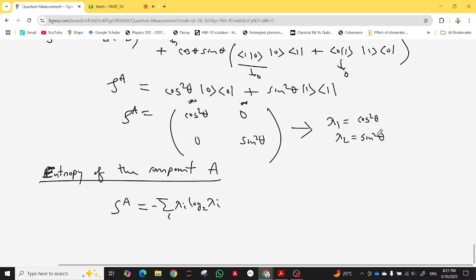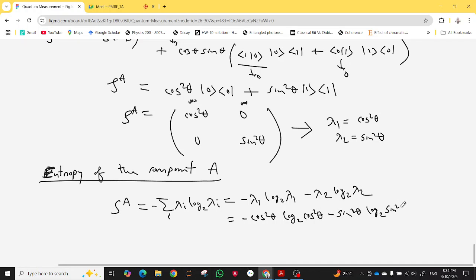Very simple. So the entropy of your component system A is given by this: minus lambda 1 log base 2 lambda 1 minus lambda 2 log base 2 lambda 2, right? This is minus cos square theta log base 2 cos square theta minus sin square theta log base 2 sin square theta.